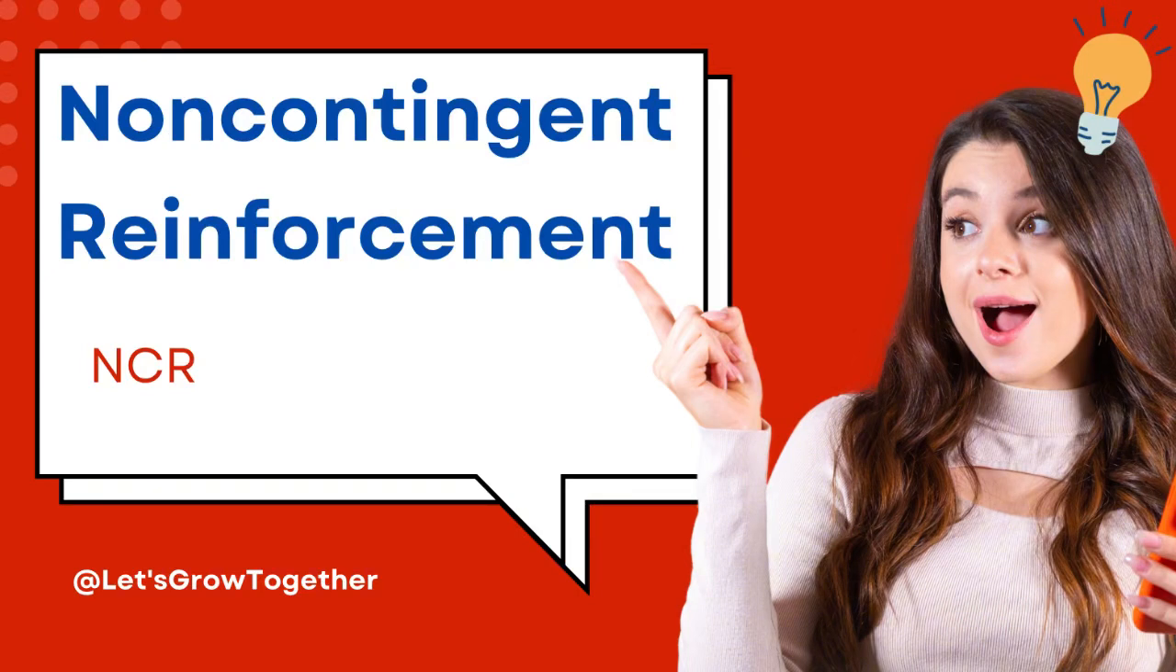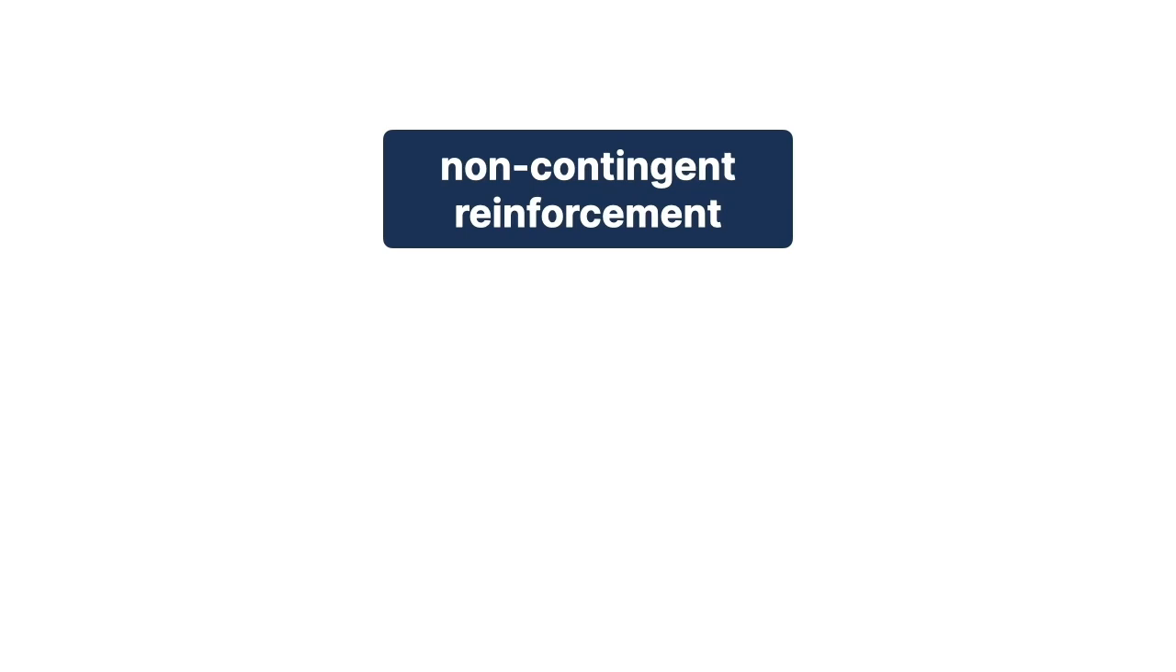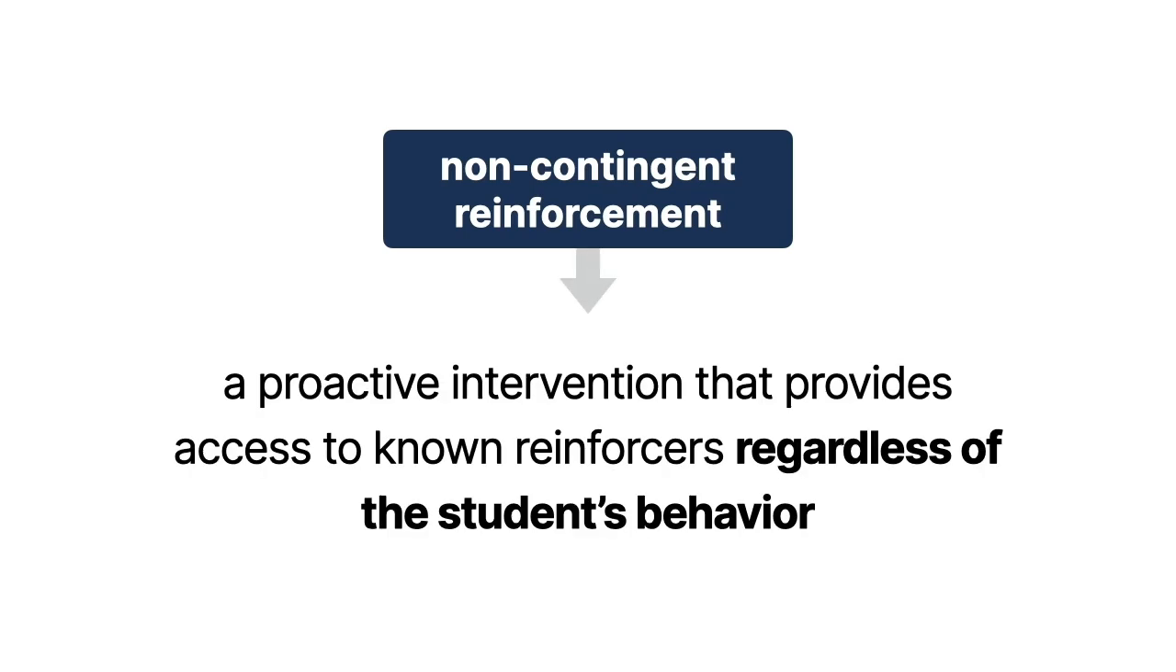The focus of this lesson is to talk about non-contingent reinforcement. Non-contingent reinforcement, or NCR for short, is a proactive intervention that provides access to known reinforcers regardless of the student's behavior. Simply put, the student doesn't have to earn the reinforcer. The student is given access to a reinforcer, so undesirable behaviors to gain access are decreased. This is an easy-to-implement strategy that can be put into place in any classroom.